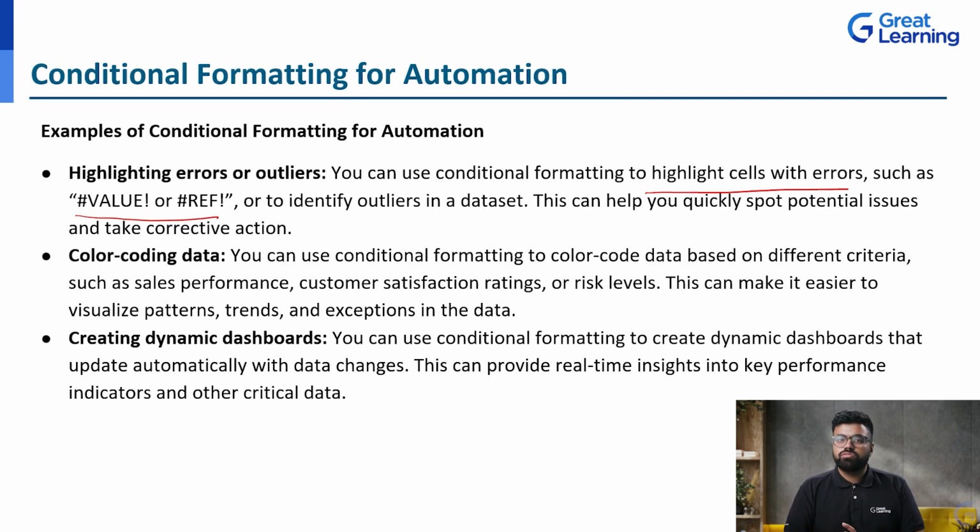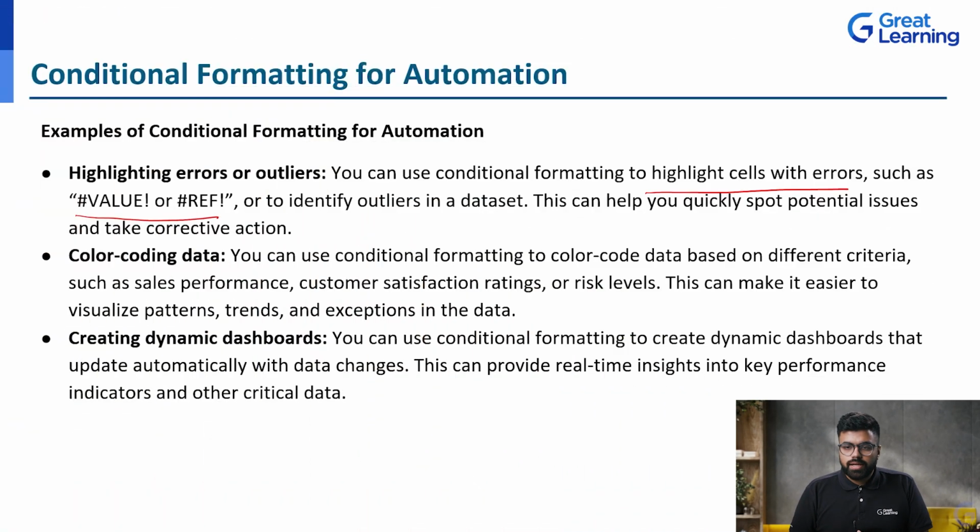You can use conditional formatting to color code data based on different criteria, such as sales performance, customer satisfaction rating, or any risk levels that are there, right? You would have 5 and above. So for the number of cities, let's say, for an earthquake risk level, it would highlight that particular cell if it meets the condition that you have set. This can make it easier to visualize different patterns, trends, and exceptions in the data, right?